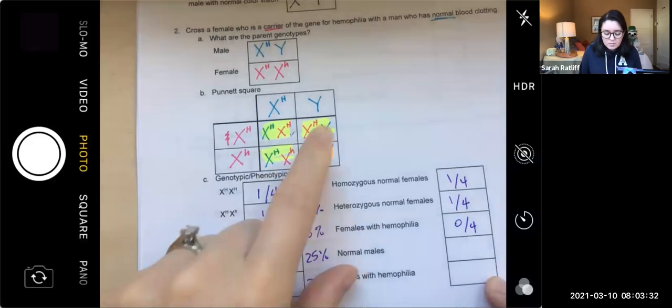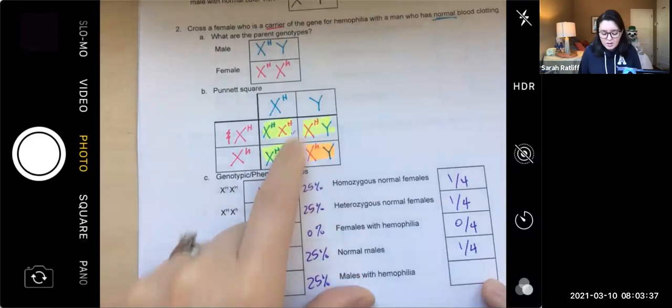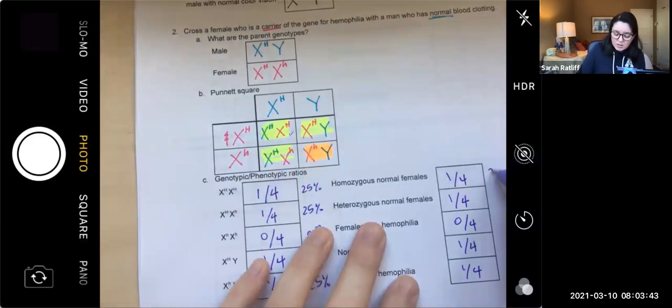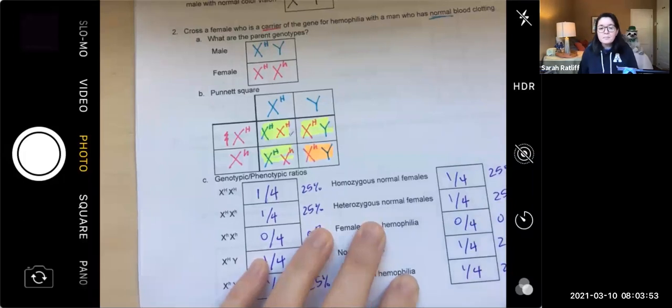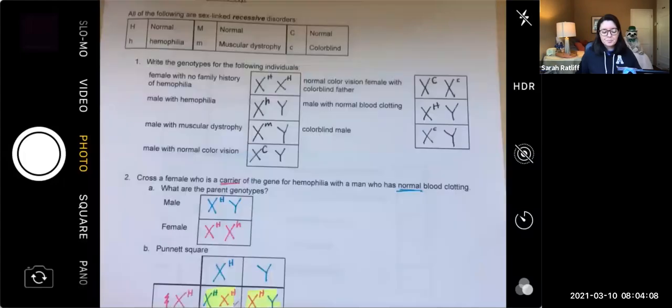Normal males. Look at that. We got one of those. One of them has the big H, and the other male is the one with hemophilia. You like percentages? There's 25%, 25%, 0%, 25%, and 25%. Oops, sorry. It's already up to the side there. All right, so we did it. We figured out the Punnett square. We figured out the genotypic ratios and the phenotypic ratios.